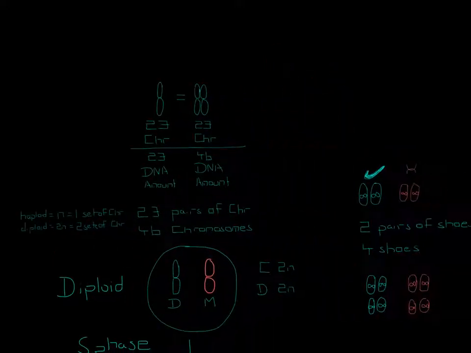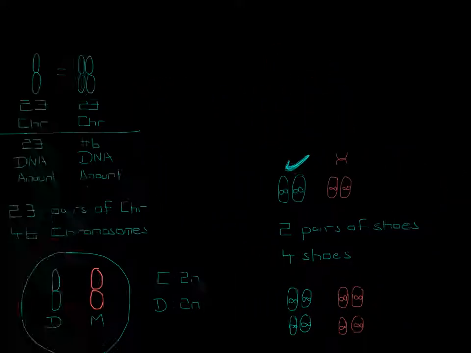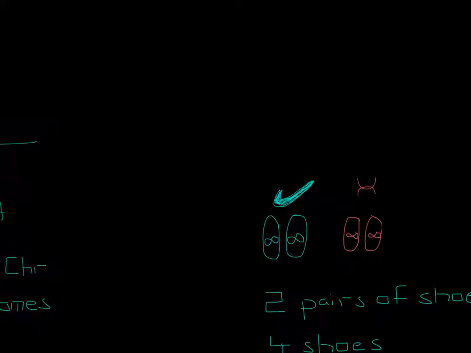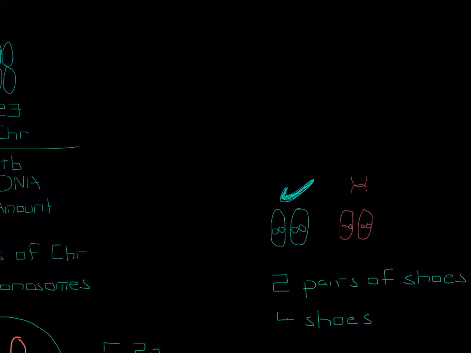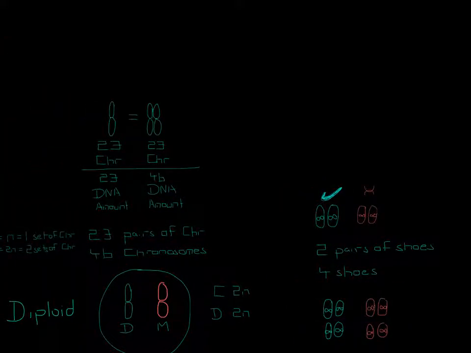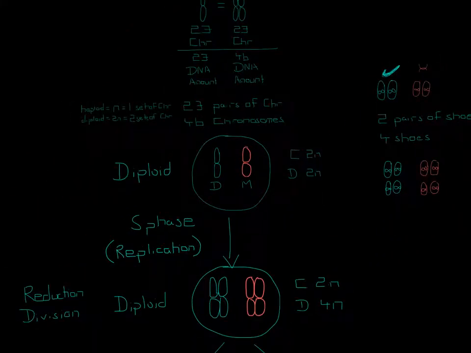So to cement that, I want to use an analogy. If I asked you about this picture, how many pairs of shoes do you have? You would say that there's 2 pairs of shoes. But if I asked you how many individual shoes there are, you would say that there's 4 shoes. 1, 2, 3, 4, 4 individual shoes. That's the same thing that I'm saying over here, that there's 23 pairs of chromosomes, but 46 individual chromosomes. And that's important when we come to the starting point in meiosis.